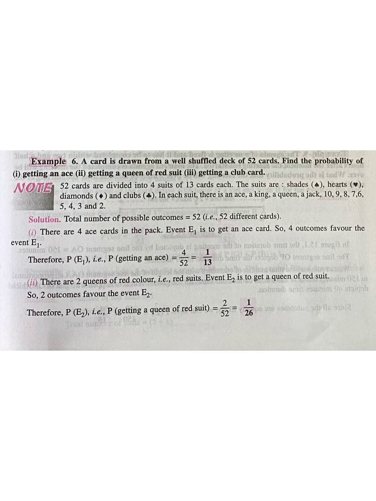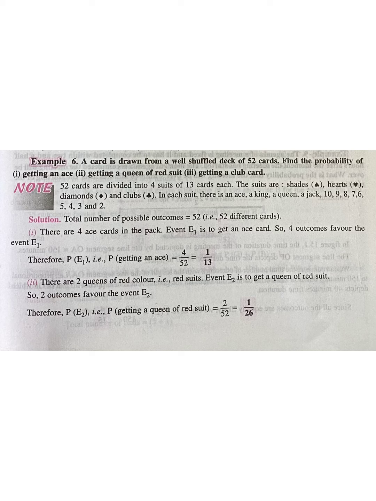Now next is, a card is drawn from a well-shuffled deck of 52 cards. Find the probability of getting an ace. Ace means A. Second one, getting a queen of red suit. And third one, getting a club card. We have already studied in 9th standard that there are 52 cards in a pack, which are divided into 4 suits, and each suit has 13 cards. These suits are spades, hearts, diamond and club. Heart and diamond are of red color, and club and spades are of black color. In each suit there is ace, that is A, king, queen, jack, and 2 to 10. So the total number of possible outcomes here is 52, because there are 52 cards.